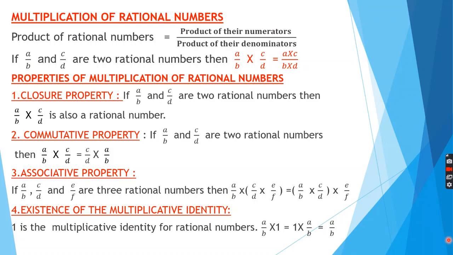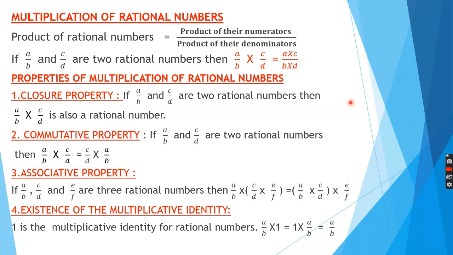Multiplication of rational numbers. That is, the product of rational numbers is equal to the product of their numerators divided by the product of their denominators. If a by b and c by d are two rational numbers, then a by b into c by d is equal to a into c divided by b into d.